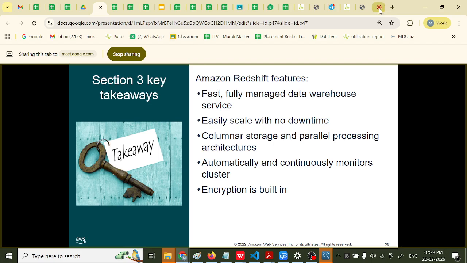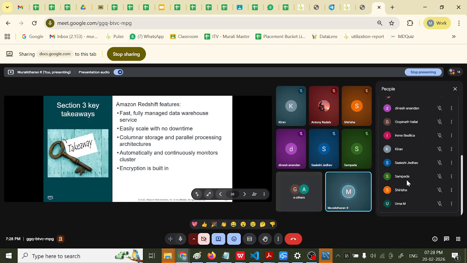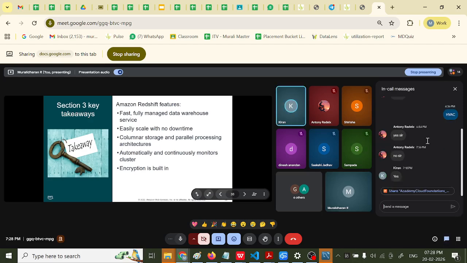So Amazon Redshift, what are the things? Kiran or Anthony, can anyone read it? Amazon Redshift features: fast, fully managed data warehouse service, easily scales with no downtime, columnar storage and parallel processing architecture, automatically and continuously monitors the cluster, encryption is built in.